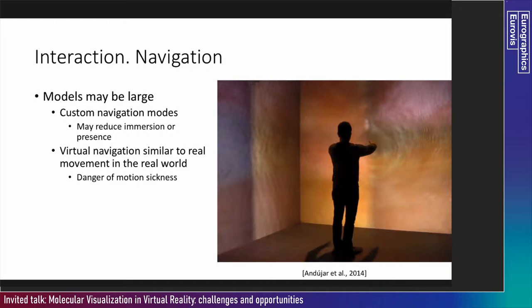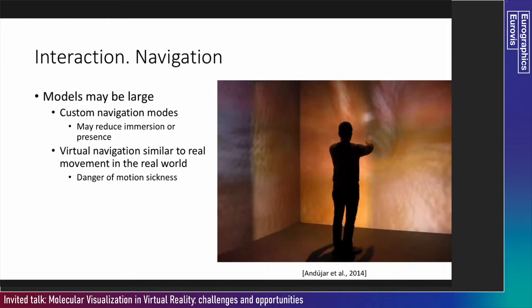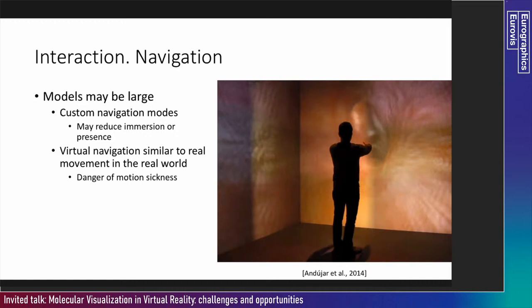Motion sickness is something that happens when the optical flow observed does not match with the vestibular and proprioceptive information that appears when you're doing real movement inside a virtual reality scenario.